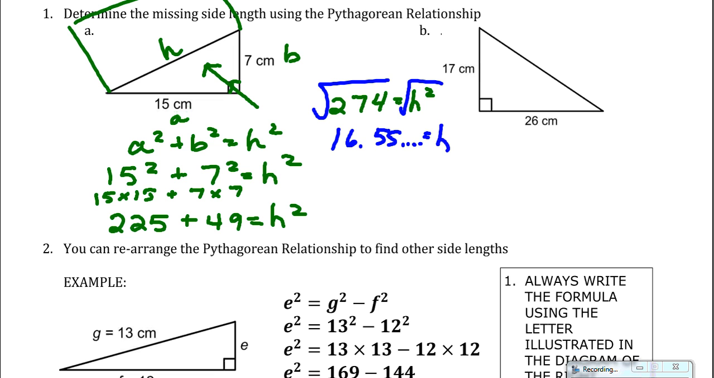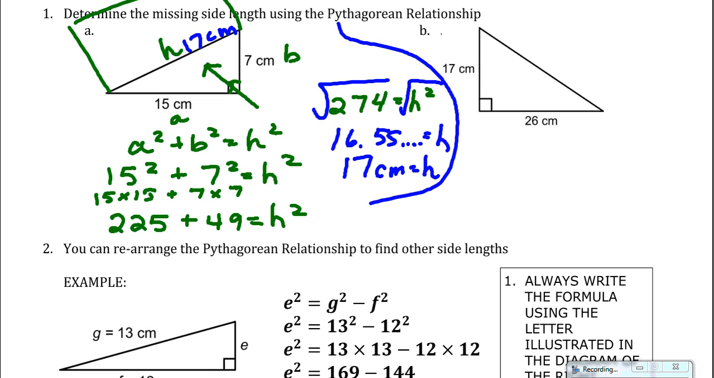16.55, and so we're going to round it to the nearest whole number, and so that rounds to 17 centimeters as the length of the hypotenuse. So this length is 17 centimeters. Took up a lot of space on that one, geez. Okay, we're going to do the second one the same way.